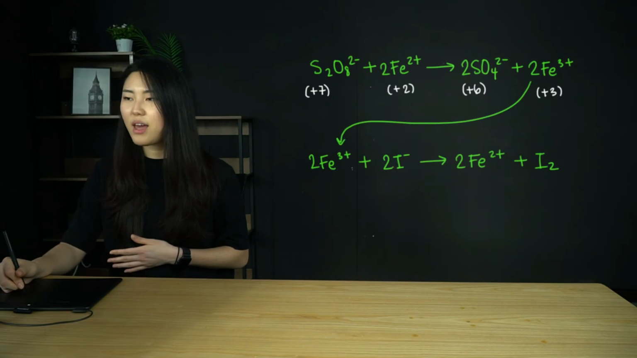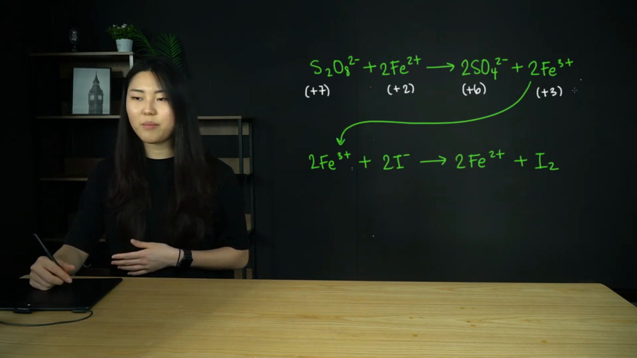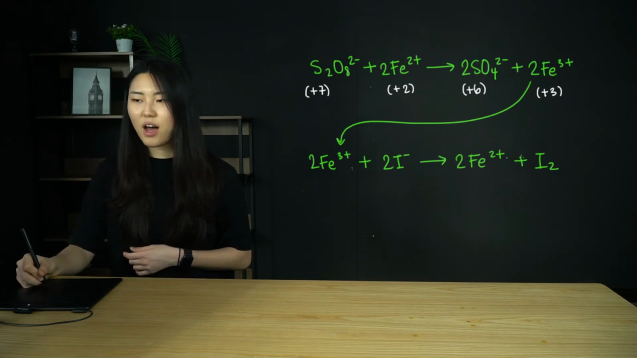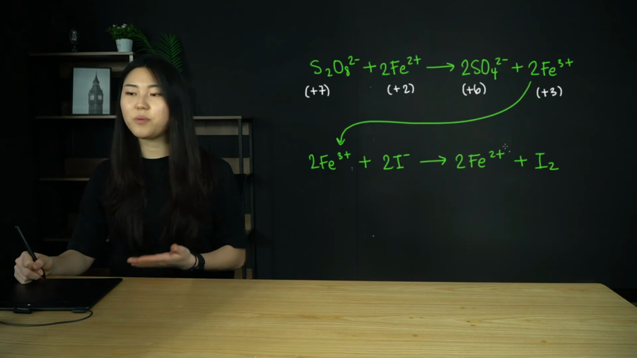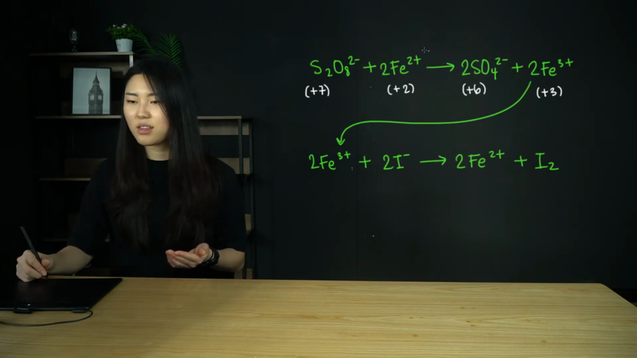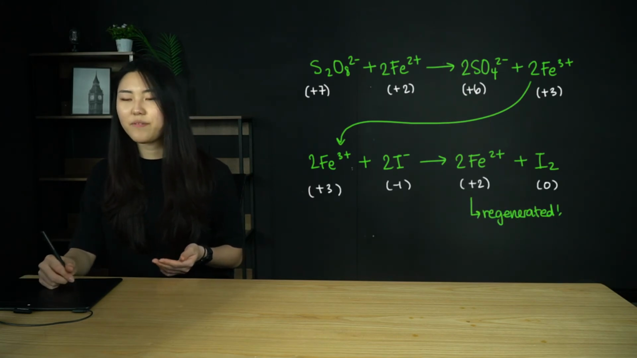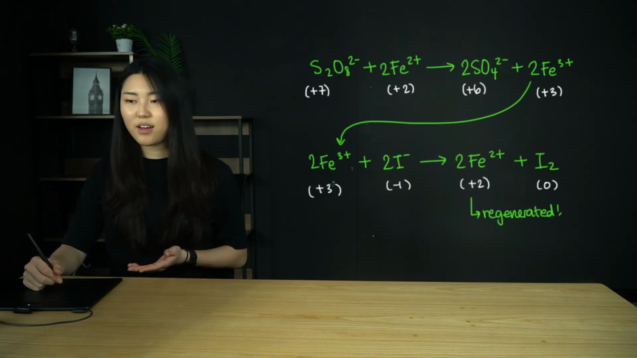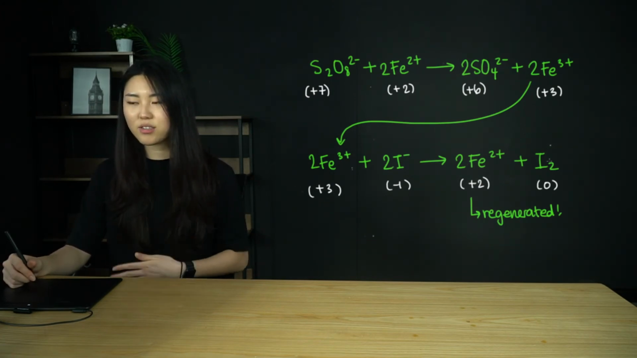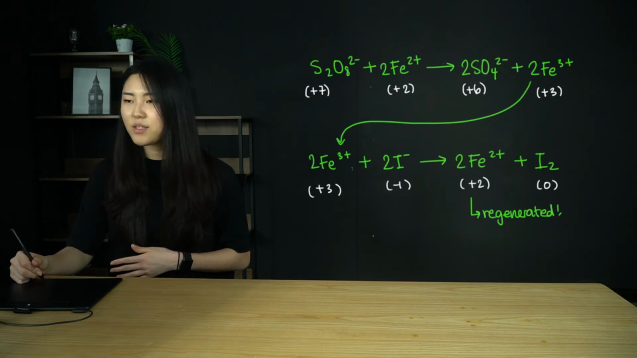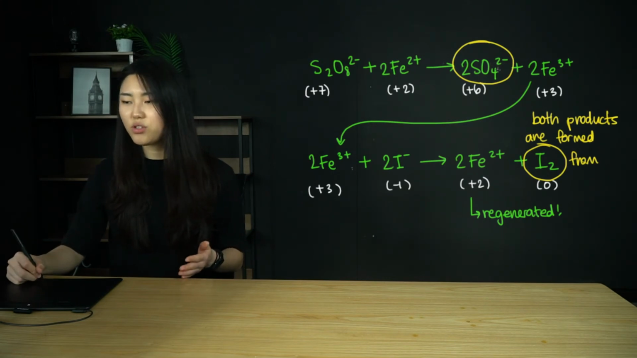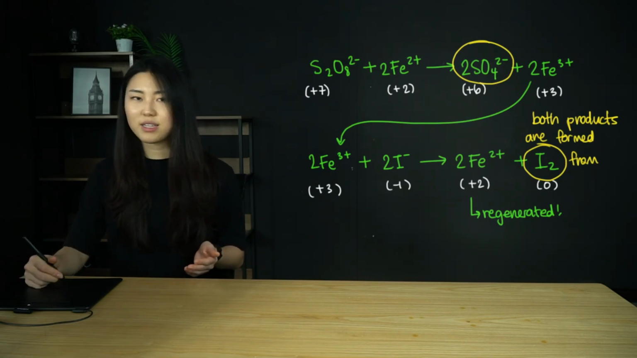Now, when the Fe3+ is generated, it's going to come and react with iodide ions to form iodine, and our Fe2+ ion is regenerated. So what we started with is regenerated. Let's look at the oxidation states. Fe3+, obviously it's 3+, iodide ion obviously is -1, and Fe2+ is 2+, and iodine is an element, so it has an oxidation state of 0. Both of the products from the original equation are produced from the reactants, right?